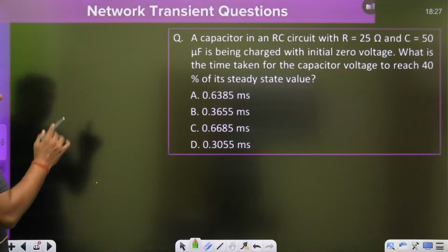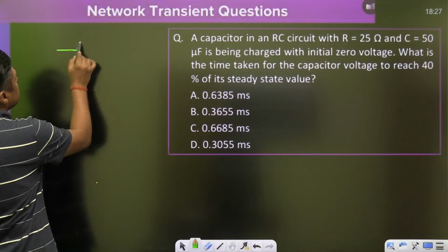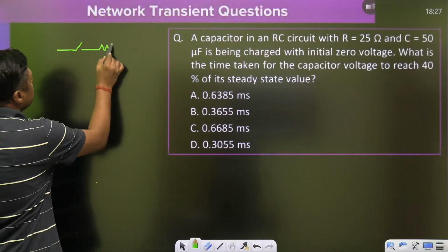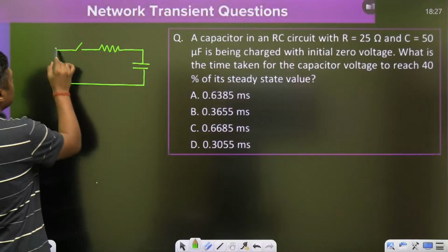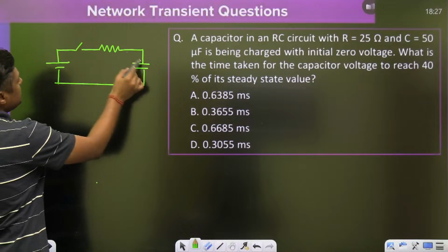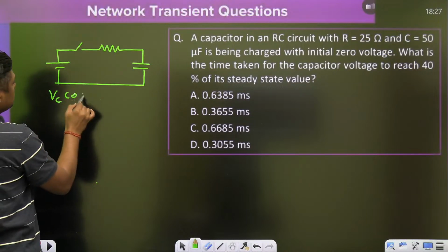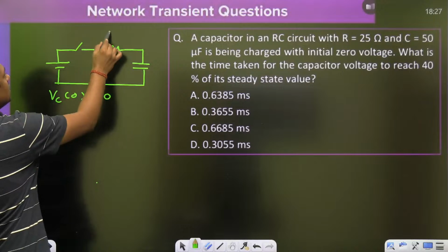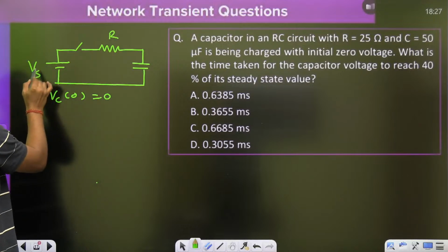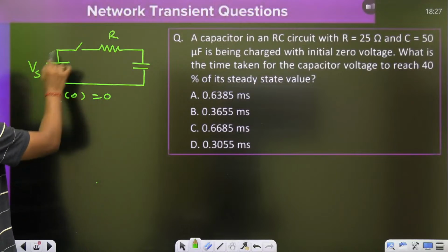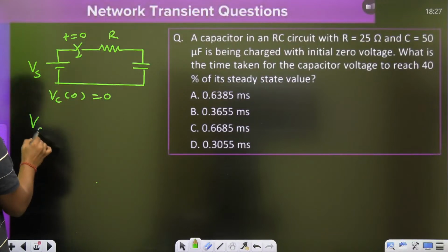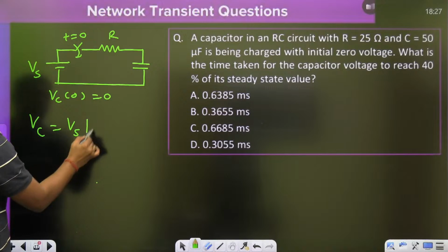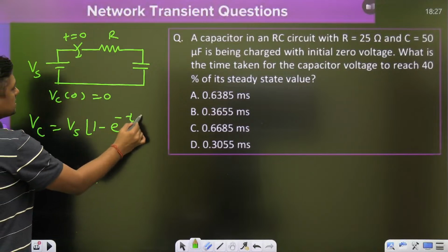So first of all, read the question carefully. Being charged means like this is the question, this is the C. What is the initial voltage across the capacitor? 0. And what is the final voltage? Finally it will act as open circuit, like this Vs is the battery. Exactly at t equal to 0 the switch is closed. Already I have given the equation: Vs times 1 minus e raised to power minus t by RC.